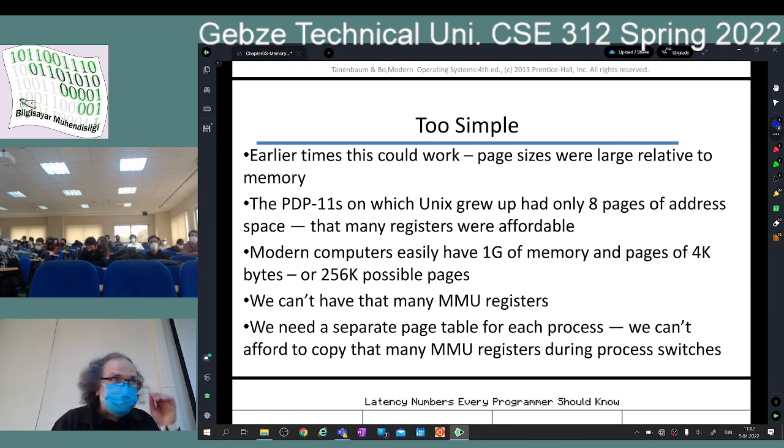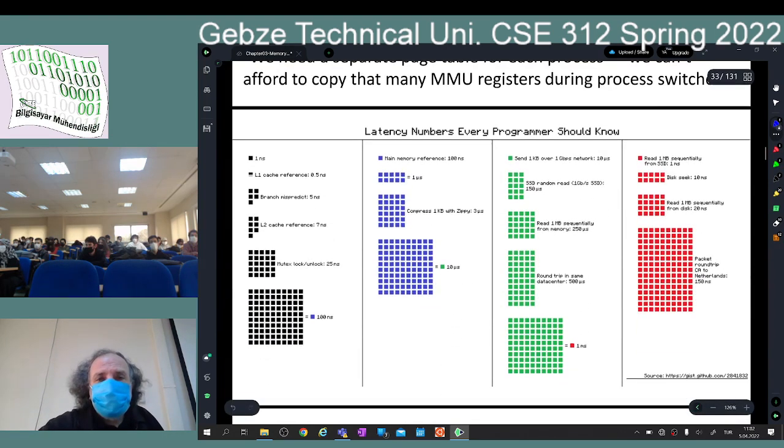Okay, so any questions about virtual memory, page tables, address translation scheme? Everybody's fine? Okay, we will see about that on Monday. And again, this one, let's look at this one. Okay.